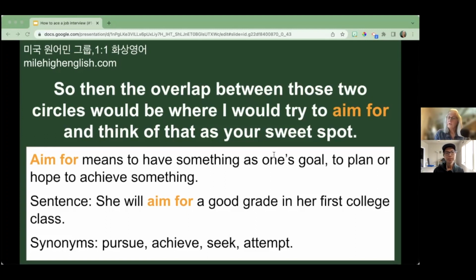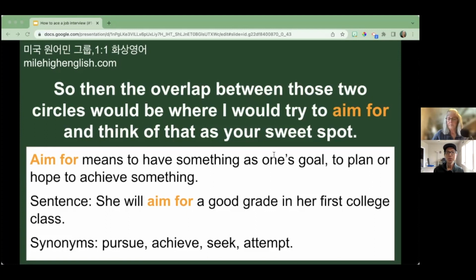So let's talk about that for a minute though. What's something you would aim to have or do? I'm aiming to have a successful life. Okay, yep. So you're going to aim at a successful life. Now, how about aim for? Can you think of a sentence where you might use the expression aim for?